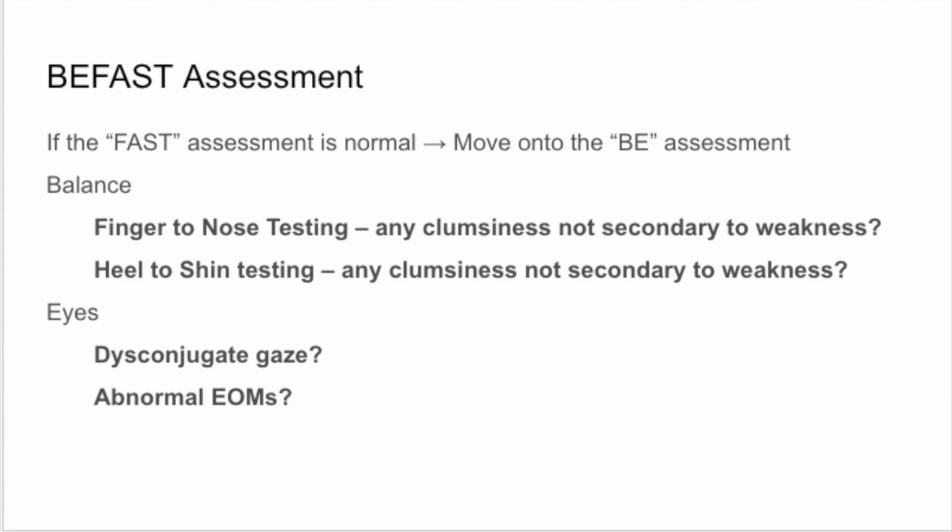The E stands for eyes. This can stand for a lot of different findings in the eye. Ones that could be possible include if there's any disconjugate gaze, meaning the eyes don't appear to be looking at the same location, or they seem to be crooked in some fashion. It could also indicate to assess for any abnormality in extraocular motions, meaning when you ask the patient to look in a certain direction, do they have any asymmetry in their gaze as well.